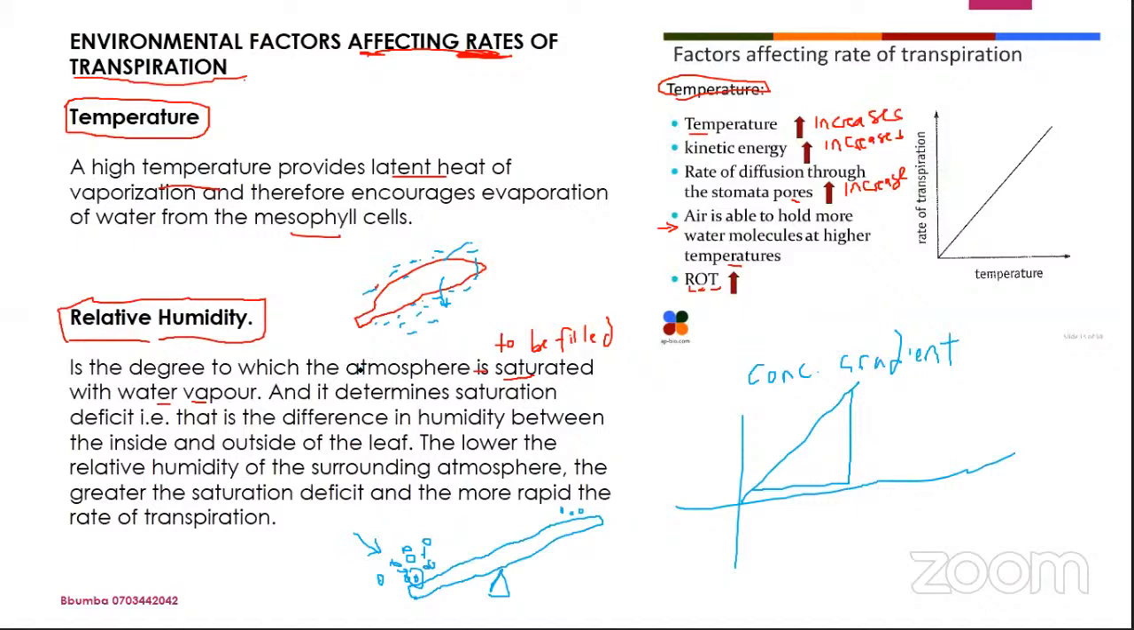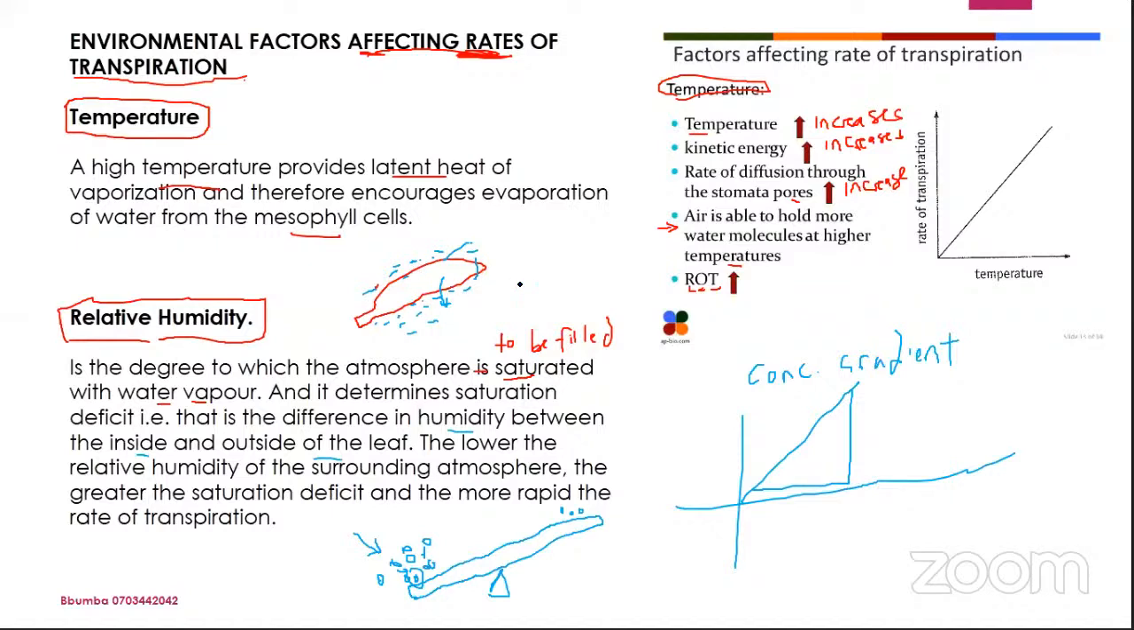So the degree to which the atmosphere is saturated with water determines the saturation deficit. That is the difference in humidity between the inside and outside of the leaf. Now, in this case, the inside of the leaf has water which wants to escape. But in case it finds there's a lot of water vapor outside, there is no concentration gradient, so it will be hard for this leaf to undergo transpiration.